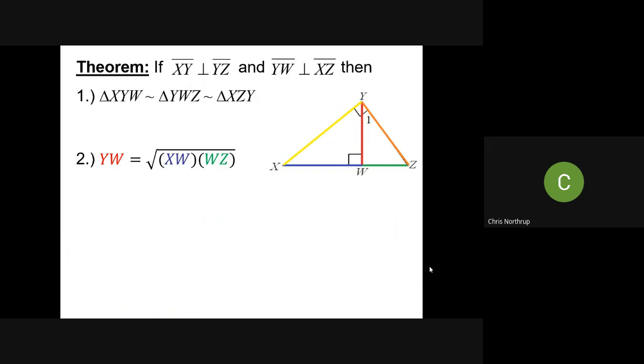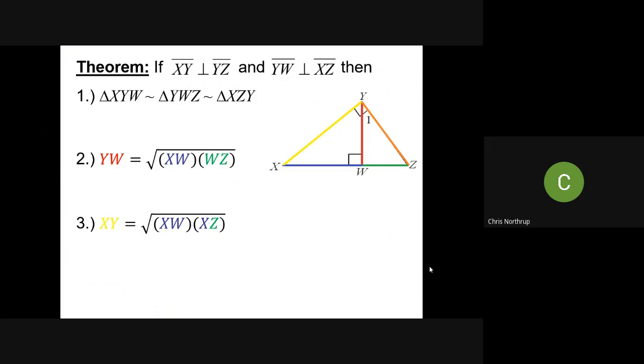The second formula we have is for a leg. So leg XY in yellow, that is the product under a square root, i.e. geometric mean, of XW and XZ. So these two formulas are very similar. The difference is that the geometric mean on the second one has the entire hypotenuse, XZ, whereas the altitude has just individual pieces of the hypotenuse.